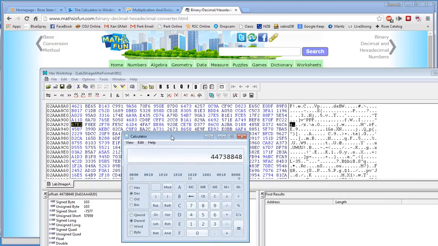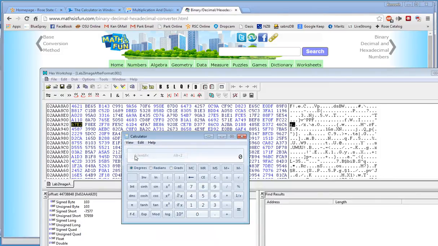Okay, now if I was to take that and divide, remember we talked about how a sector is 200 hex or 512 decimal. So if I took that number and divided by 512, it gives me an even number. So you're like, sweet, that's the beginning of a sector. Well, it's not. What you need to do is, once you get that number, copy it. Just do edit copy, then view scientific, then paste it back in. Okay. Then divide it by 512, and you'll see it's actually a decimal number.